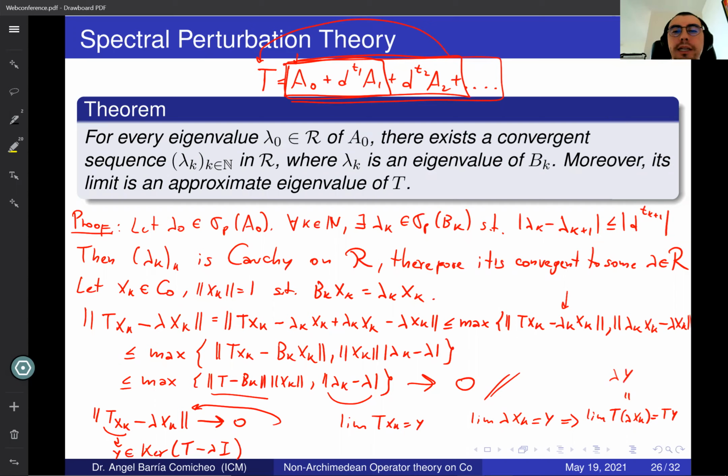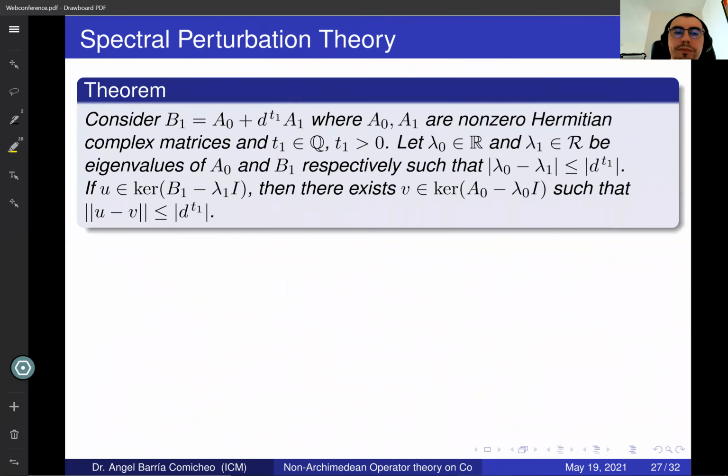Okay, so this result tells us that we can approximate eigenvalues of t using eigenvalues of operators of finite rank that approach t, right? What about the eigenvectors? We want to prove that this sequence is convergent. And we are working in that direction, but it has proven a challenge. So far, we can just prove the following. Consider the definition of B1 as before. Consider lambda 0 and lambda 1 eigenvalues for A0 and B1 that satisfy this condition. As the previous results showed, you can always find eigenvalues satisfying this condition.